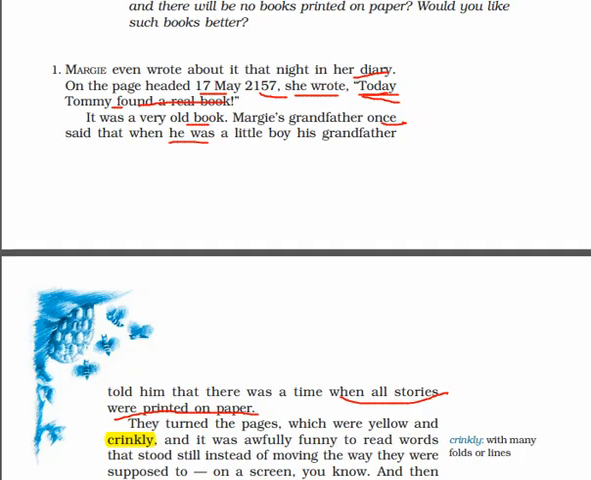She's amazed that when they turned back to a previous page, the words were exactly the same as before, which is very different from how modern technology works.